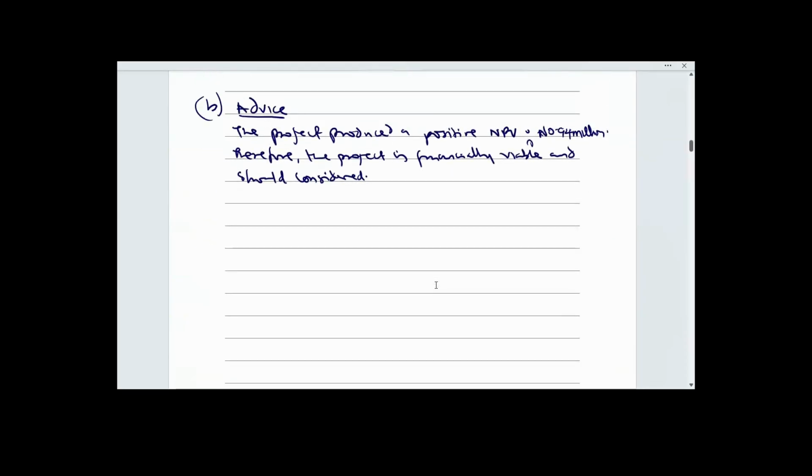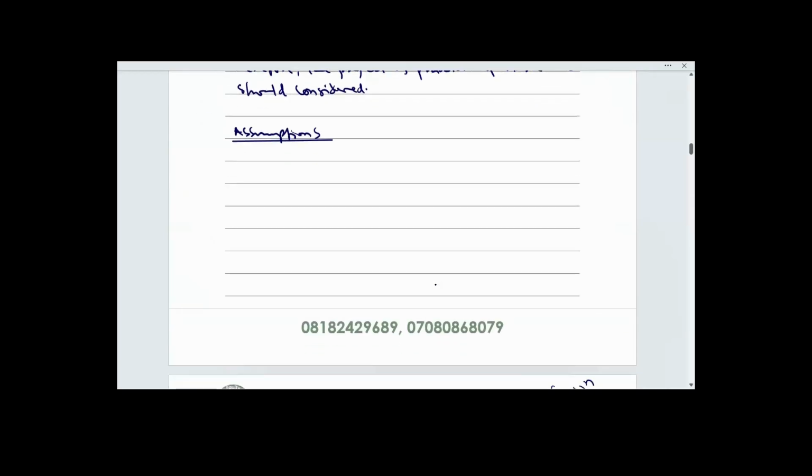So you need to state your assumption, because there are some figures in the question which you ignore. Where did you ignore them? So you must state it. You can say the calculation above is based on the following assumptions. Whenever you want to state your assumption, always start with cash flow. What are you going to say under cash flow?